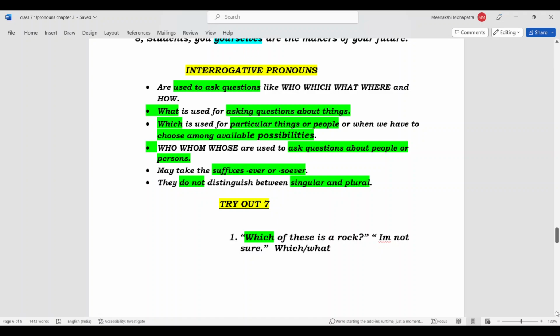Now, who, whom, whose are used to ask questions about people or persons. They may take the suffixes ever or soever. Suffix means what comes after. They do not distinguish between singular and plural. Now let us do try out 7.